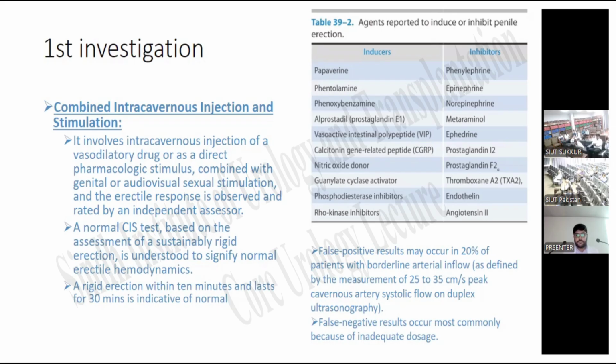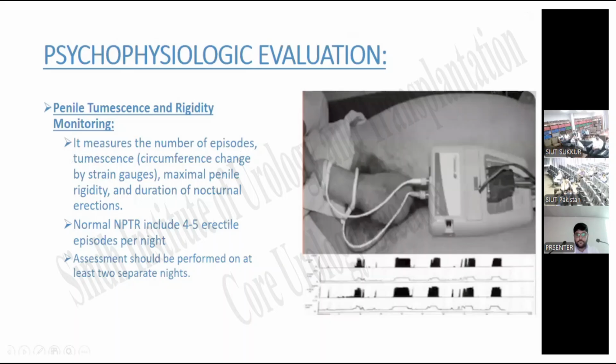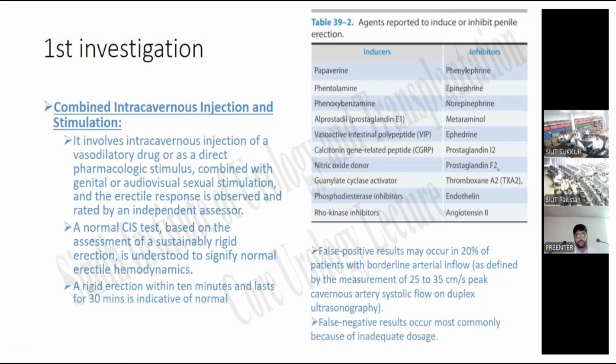False positive result may occur in 20% of patients with borderline arterial inflow, as defined by the measurement of 25 to 35 cm peak cavernous arterial systolic flow on duplex ultrasonography. False negative result. This test can exclude the veno-occlusive dysfunction, but not the arterial insufficiency. So if we are suspecting a venogenic cause, then there is further evaluation, the tests we are going to do.